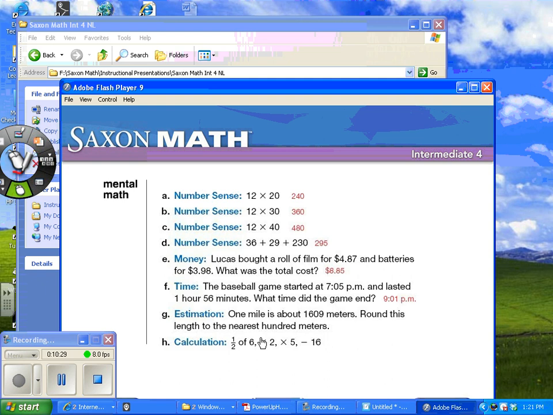1 mile is about 1,609 meters. Round this length to the nearest 100 meters. The 6 is in the hundreds place. I only look to the digit to the right. The 0 tells me the 6 stays the same. 1,600 meters.